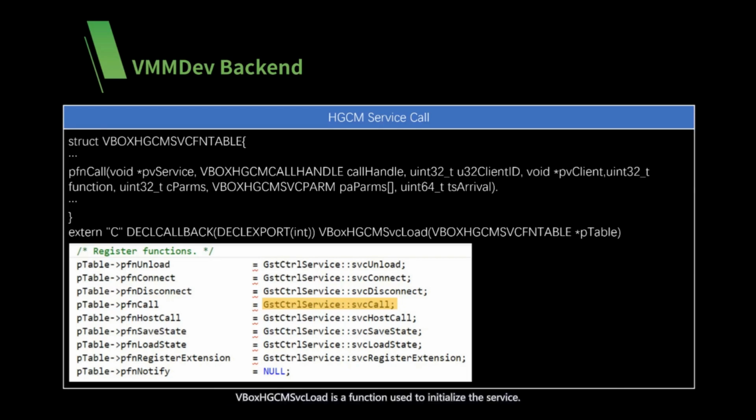VBox HGCM service load is a function used to initialize the service. Each service contains this function. We can find all services through this function. In this function, the service is registered for the table object.